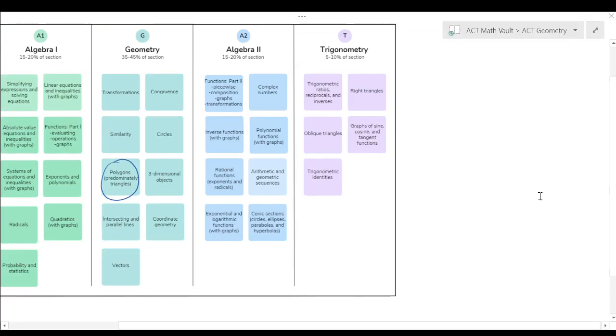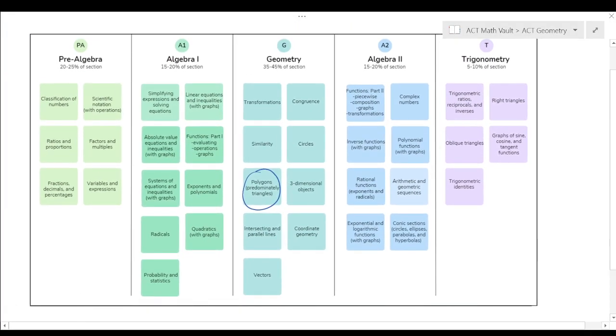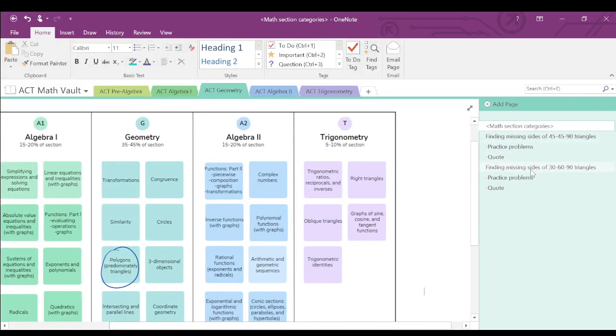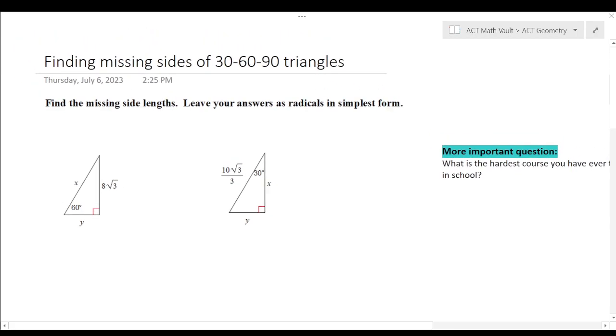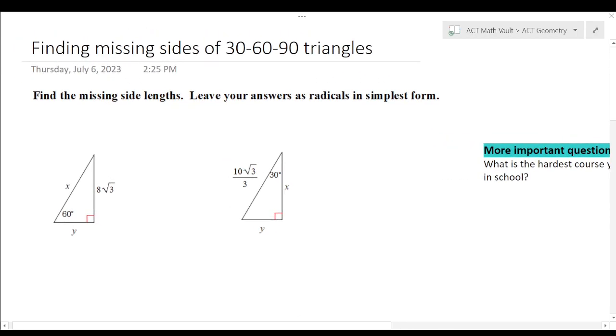Right, so special right triangles fall under geometry, specifically under polygons, and the most common polygon that you would see in a geometry course and on the ACT math section would be triangles. So this is specifically right triangles that we're talking about. And there is a video on 45, 45, 90 triangles as well, so I recommend watching that video before this one. This is just slightly harder, I would say, than 45, 45.